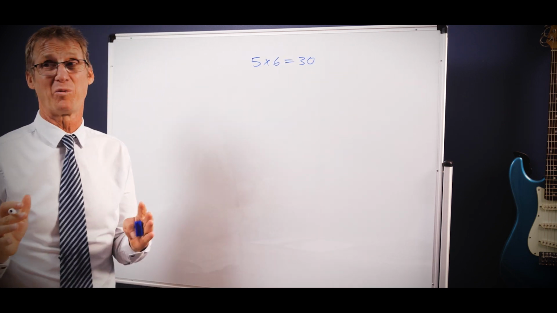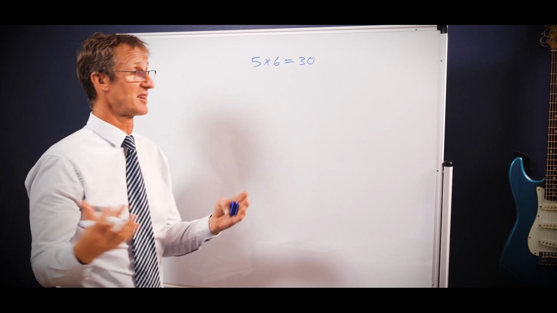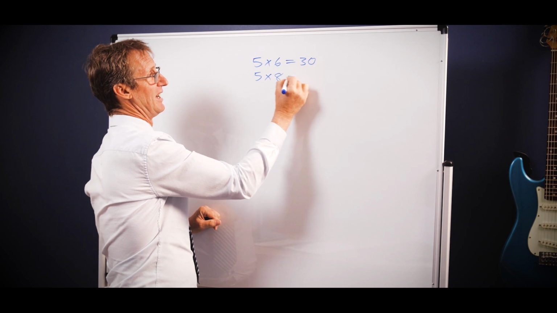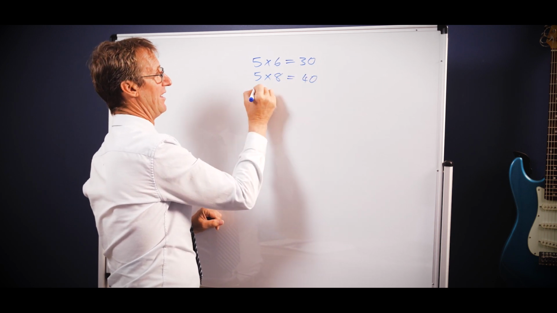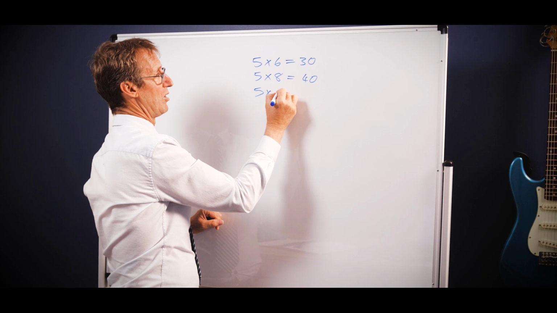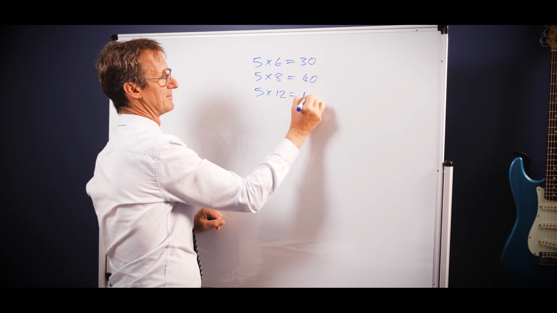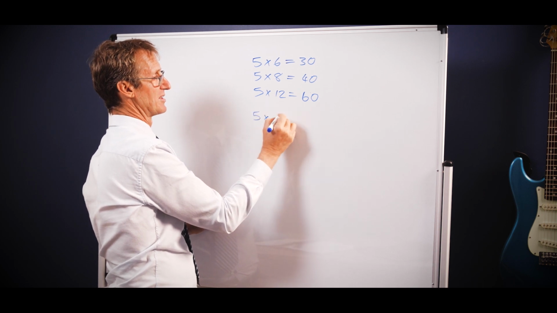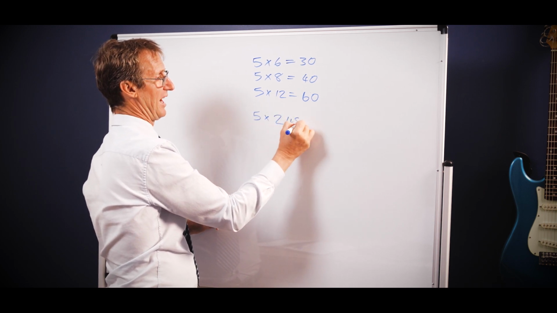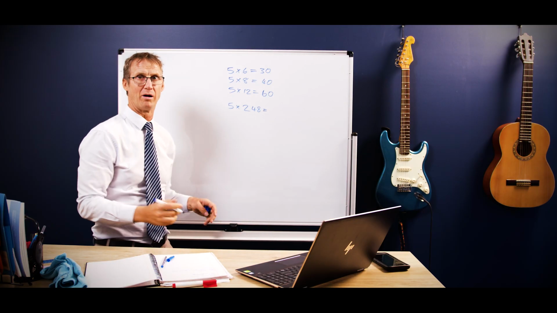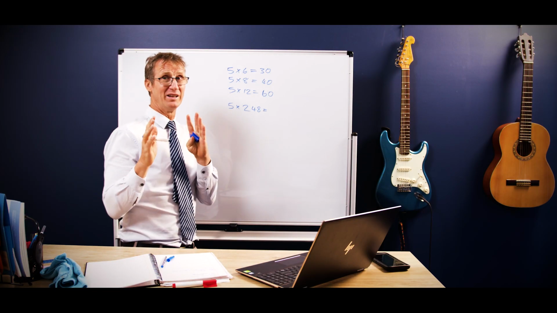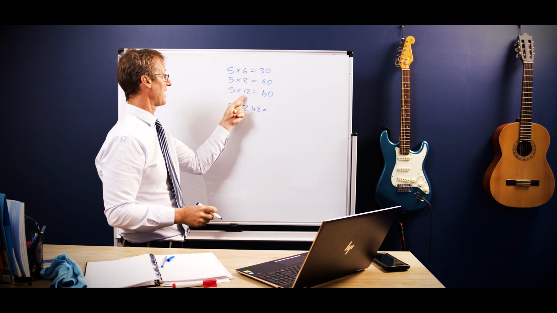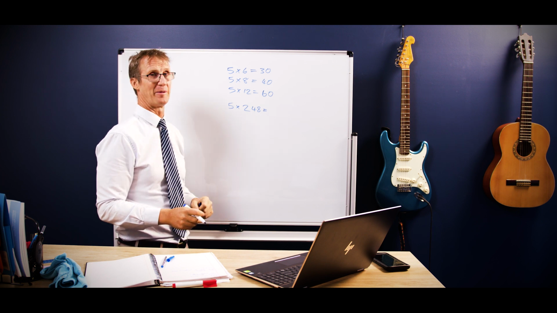Skip counting is, by the way, one of the weakest strategies, but it's still a strategy. And then I might put down 5 times 8, and they'll work that out, that's 40, and then they might do 5 times 12, which is 60, and then I might do something like 5 times 248. And they go, oh, I can't do that one. And I say, well, you will be able to do that one very soon because it's no harder than these ones if you know how the numbers work.